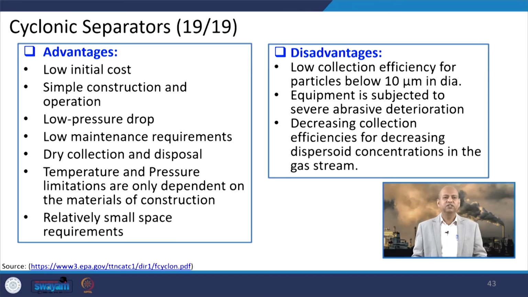Okay. Then advantages are like low initial cost, simple construction and operation, low pressure drop, low maintenance requirement, dry collection and disposal is very easy, and temperature and pressure limitations are only dependent on the materials of construction. So, you can have different kinds of material if there are issues with temperature. Relatively small space is required because vertically you can design it. So, horizontal space may not be a big problem, which is a problem in the settling chamber.